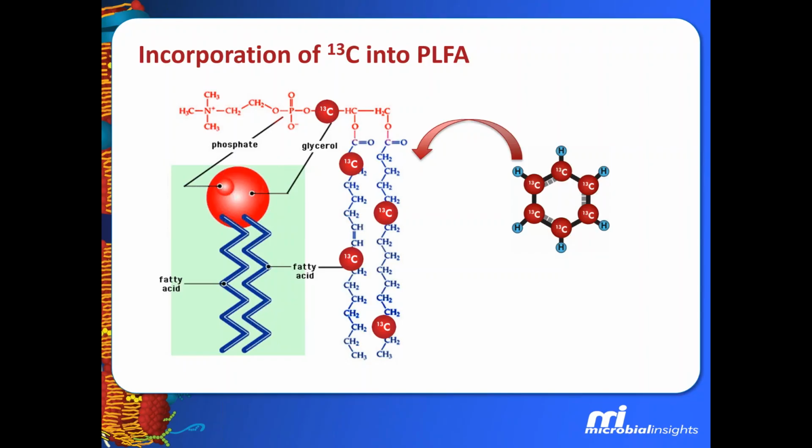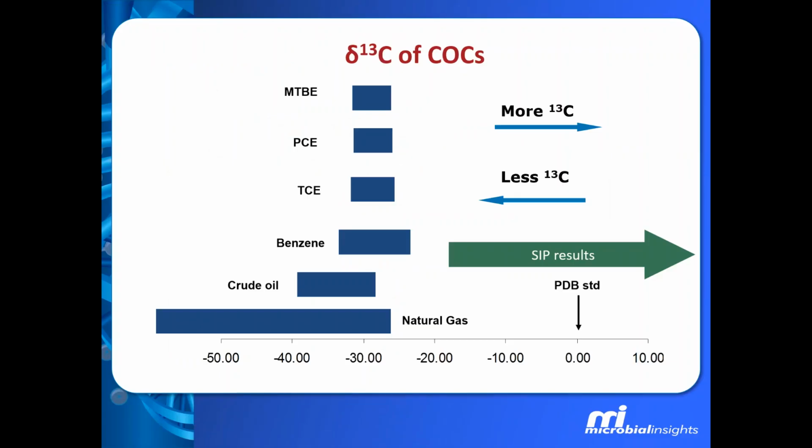So there's lots of phospholipid fatty acids in a cell, and so it's very easy to recover these and quantify these and determine exactly how much carbon-13 has been incorporated.